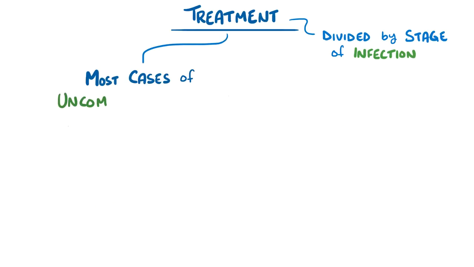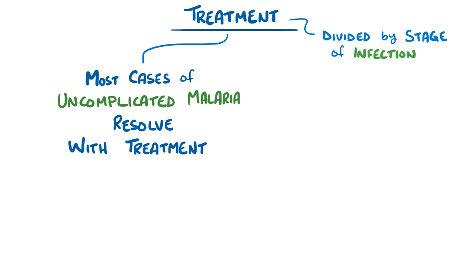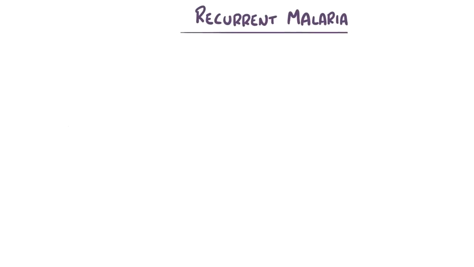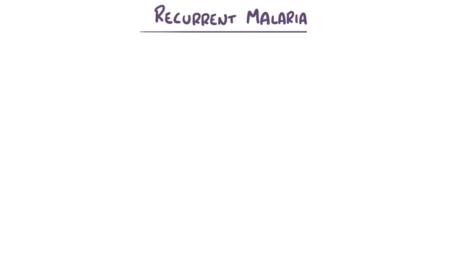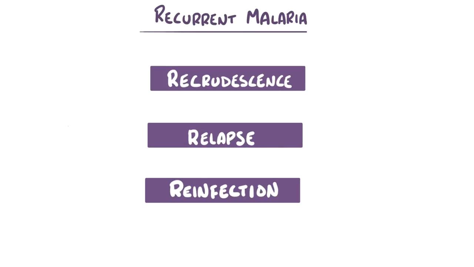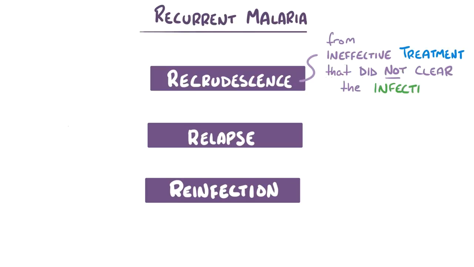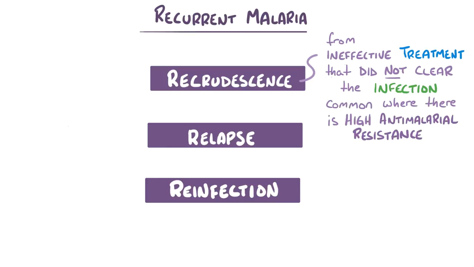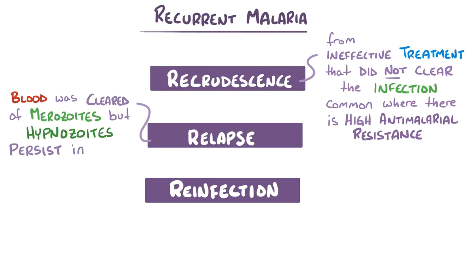For the most part, cases of uncomplicated malaria resolve with treatment. Even after recovery, some individuals can get symptoms after a period of time, and this is called recurrent malaria, and it's broadly divided into 3 underlying causes: recrudescence, relapse, and reinfection. Recrudescence refers to ineffective treatment that didn't completely clear the infection, a problem common when there are high rates of antimalarial resistance. Relapse refers to situations where the blood was cleared of merozoites, but hypnozoites persisted in the liver, and then emerged to cause more problems.